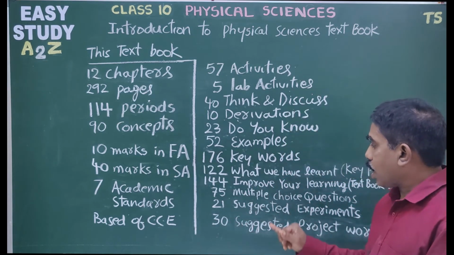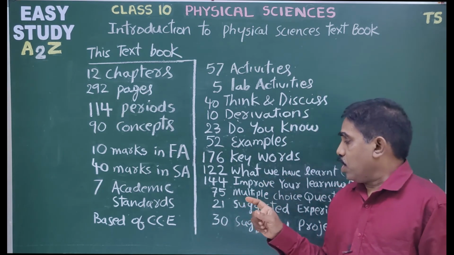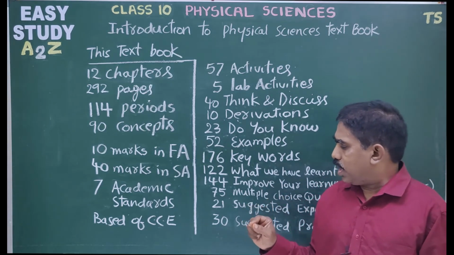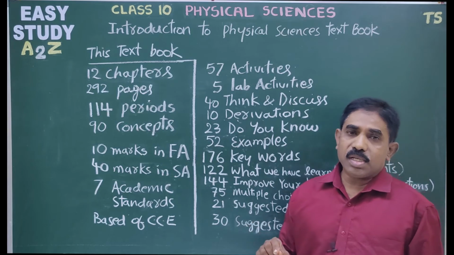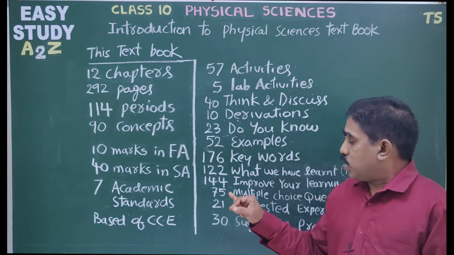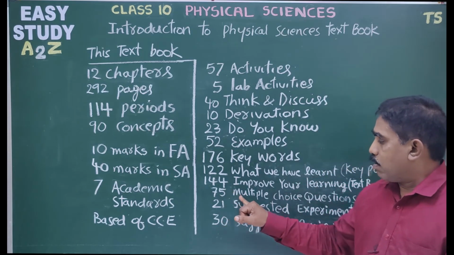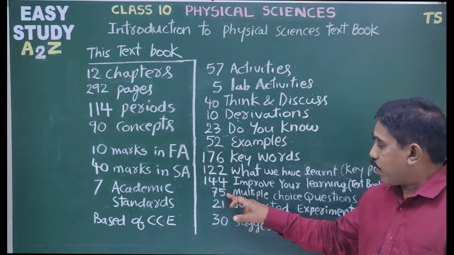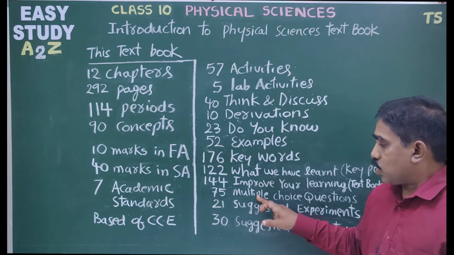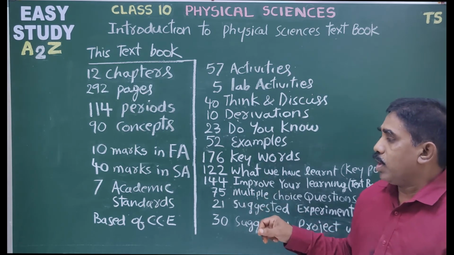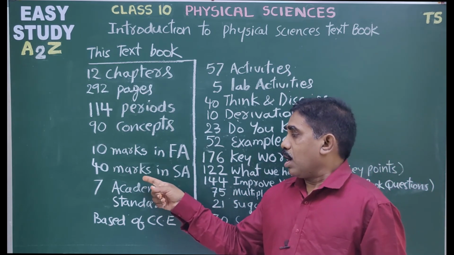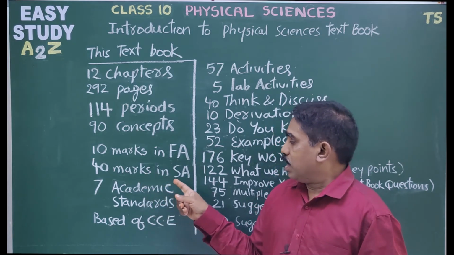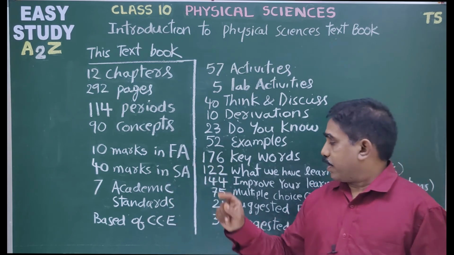Now after these textbook questions, we have multiple choice questions, or MCQs. Nearly 75 questions are given in the textbook. Once you master these multiple choice questions, the knowledge gained after mastering the answers of these questions will help you gain marks in objective type or multiple choice questions which may come in summative assessment.